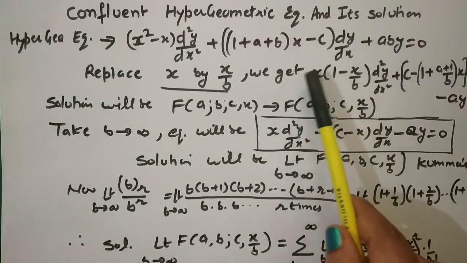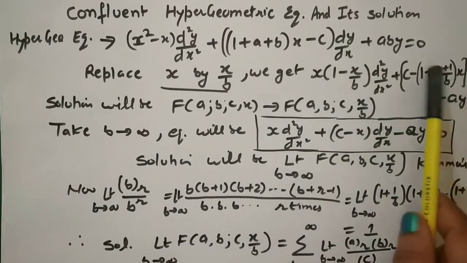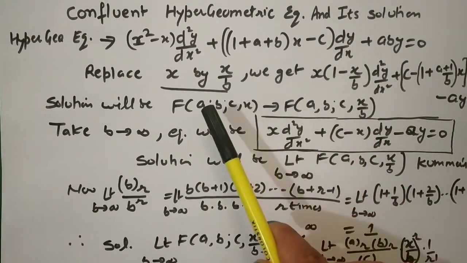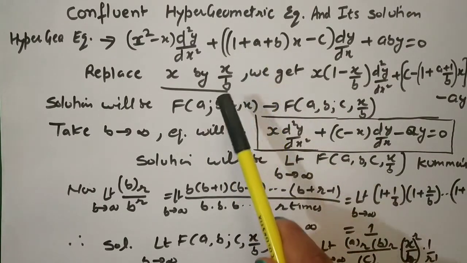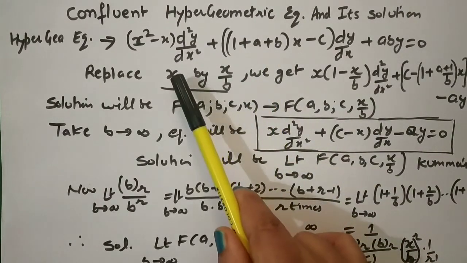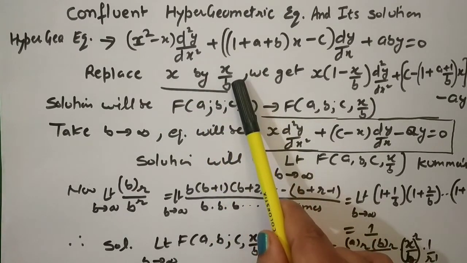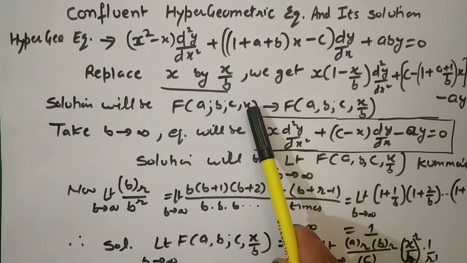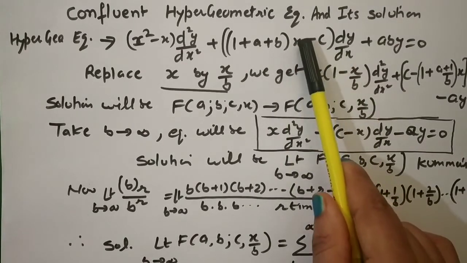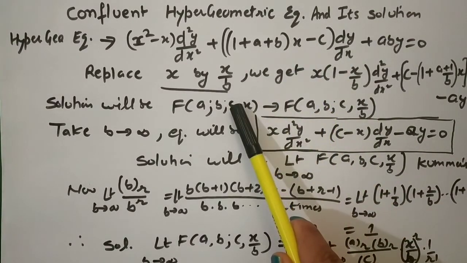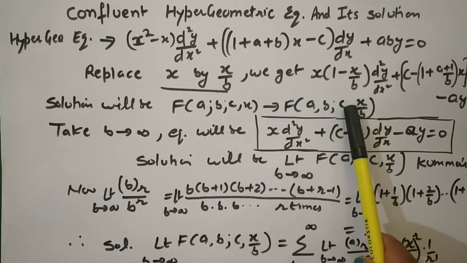Then after doing this, we'll get this equation, and now we have to write its solution, because the solution of the hypergeometric equation is this. After replacing x by x upon b, in the solution also you have to replace x by x upon b. So the hypergeometric equation has the hypergeometric solution, and the new equation has this solution.